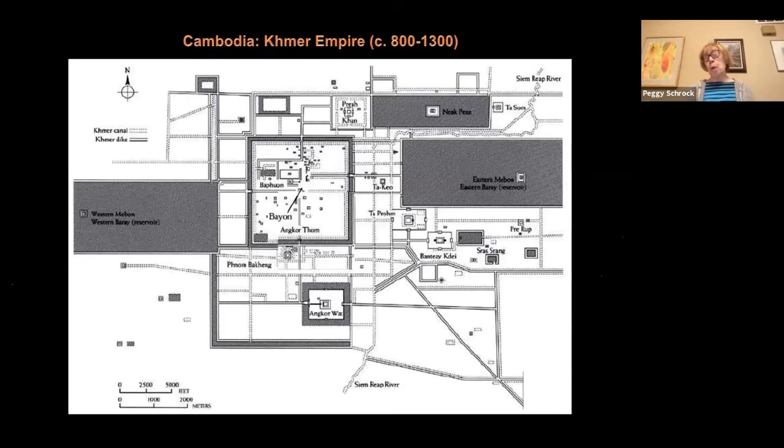Now, the one that's actually in many ways more interesting looking is not in Angkor Wat, but in Angkor Thom, which was an actual city. So now we're moving from a Hindu site to a Buddhist site. So what happened to Hinduism in Cambodia? It's still under the Khmer. It's just different Khmer rulers, but the Khmer are still in power.